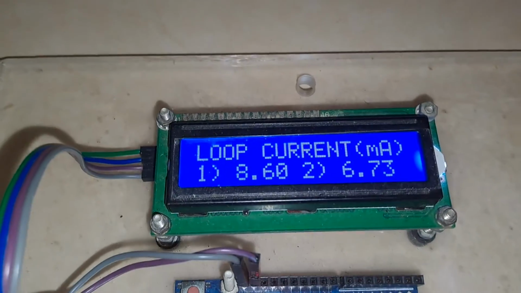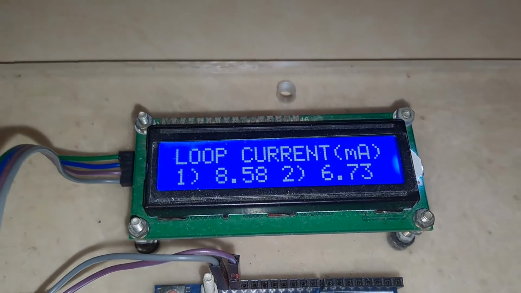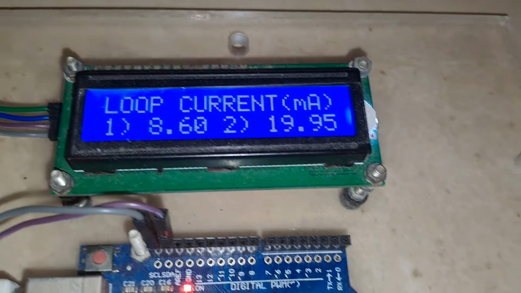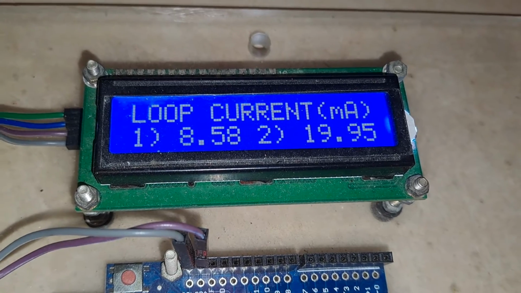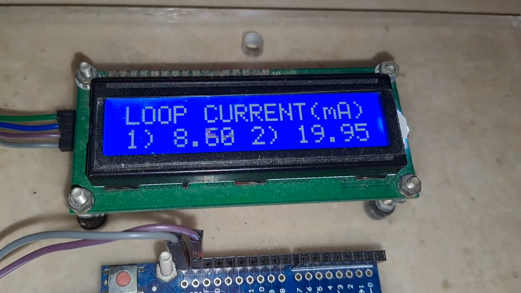Now here you can see the channel number 2 is measuring 6.73 milliamps. I am going to feed 20 milliamps to the channel number 2. So here you can see 19.95 milliamps current is flowing through the channel number 2, while the channel number 1 is still measuring 8.60 milliamps.